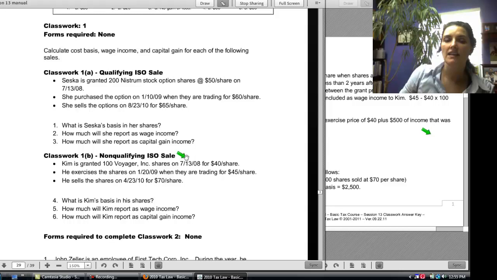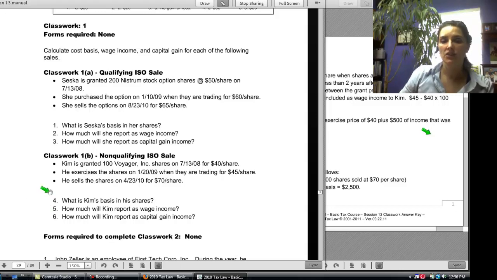So essentially, he has a non-qualifying sale, and because he has a non-qualifying sale, he's going to have a gross up in his wages. The gross up in his wages is going to be the difference between what he pays and what the shares are worth on the day he purchases. If he purchases 100 shares for $40 a share, when they're really worth $45 a share, he has a spread of $5 a share. 5 times 100 is $500. And that $500 is the amount that's going to be added to his wage income.